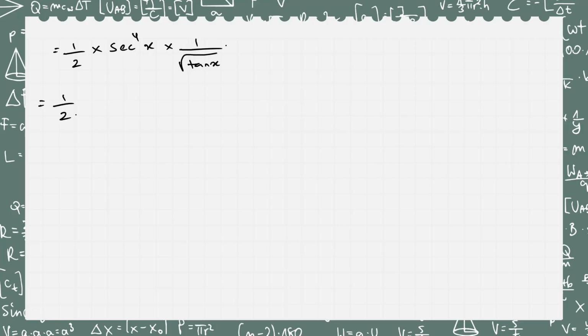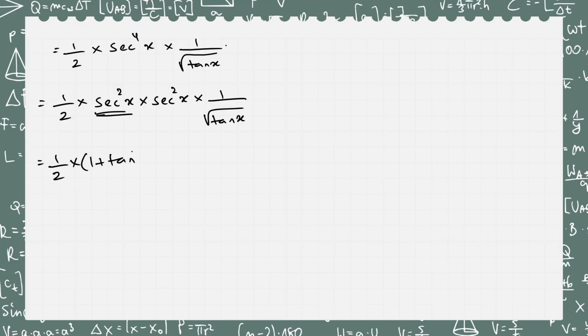And this secant power 4x can be split like secant square x into secant square x, into 1 by root of tan x. And one of these secant square x we are changing to 1 plus tan square x. The other secant square x we are keeping as it is. And this is divided by root tan x. So that is the simplification we can give for the value inside the integral.